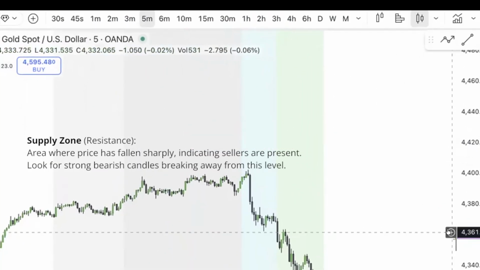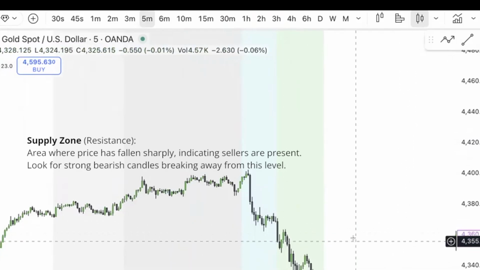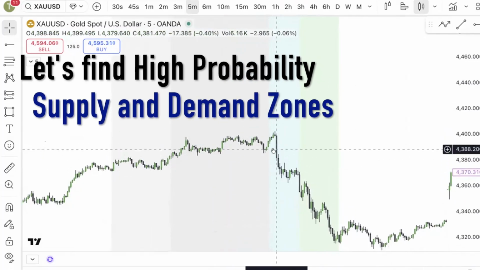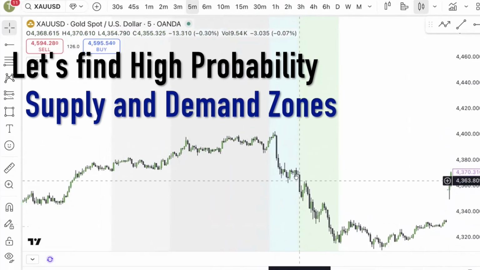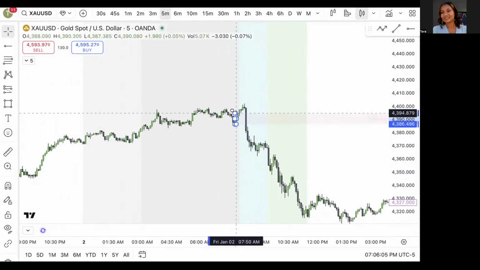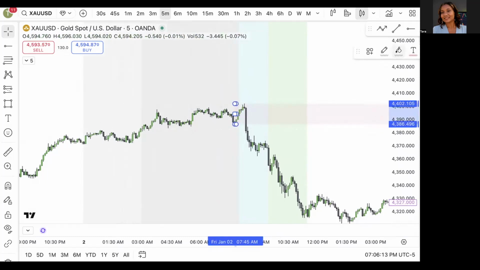Okay, when we're talking about supply, we're looking for areas where price has made an aggressive move downward. We can see that price made an aggressive move downward here, and also a pretty aggressive move downward here. And supply is the last push up before an aggressive move down. And so this is our 5-minute supply.